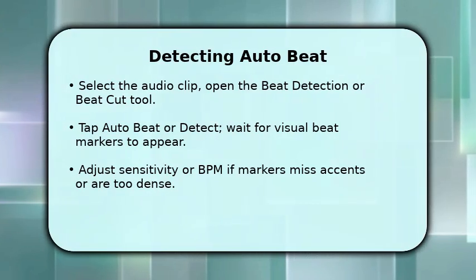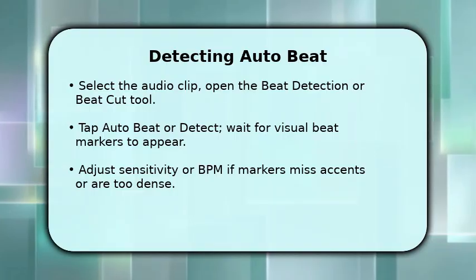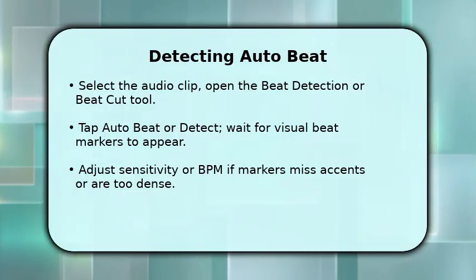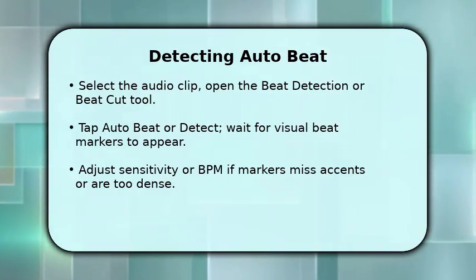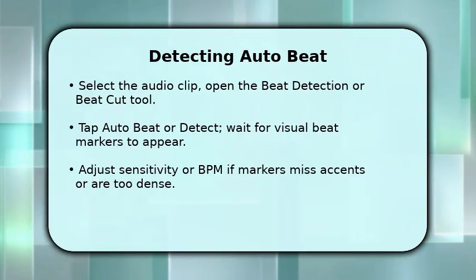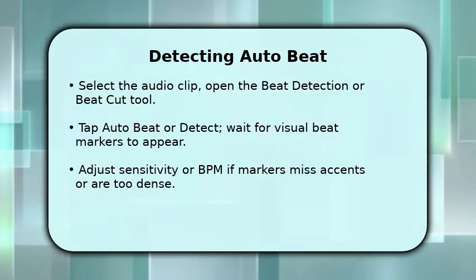With the music selected, access CapCut's beat detection or beat cut function. On some versions, this appears under Edit or Audio Tools. Tap Auto Beat or Detect and allow the app a few seconds to analyze the waveform. Visual beat markers will appear along the track.